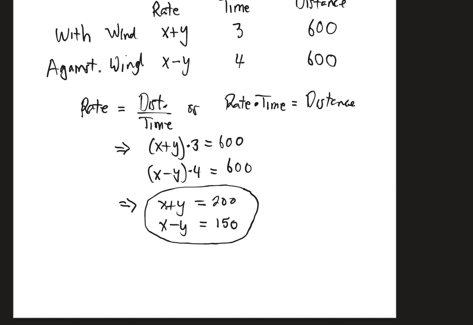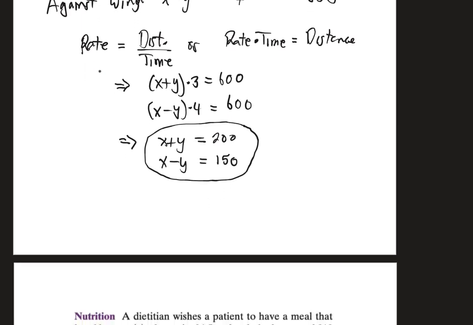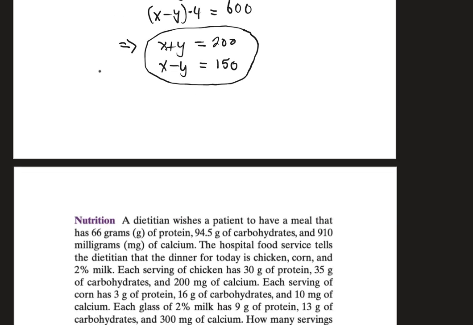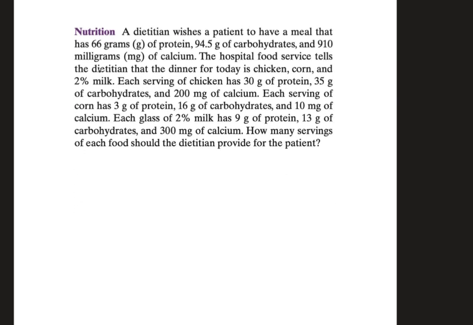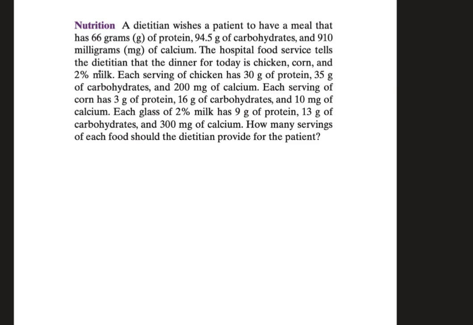Okay, so as I promised, we have 3 of these. Let's look at the third one. Man, that's a lot to read. Okay, so it's a nutrition problem. A dietitian wishes a patient to have a meal that has 66 grams of protein, 94.5 grams of carbs, and 910 milligrams of calcium. So that's the desired outcome of having this meal.